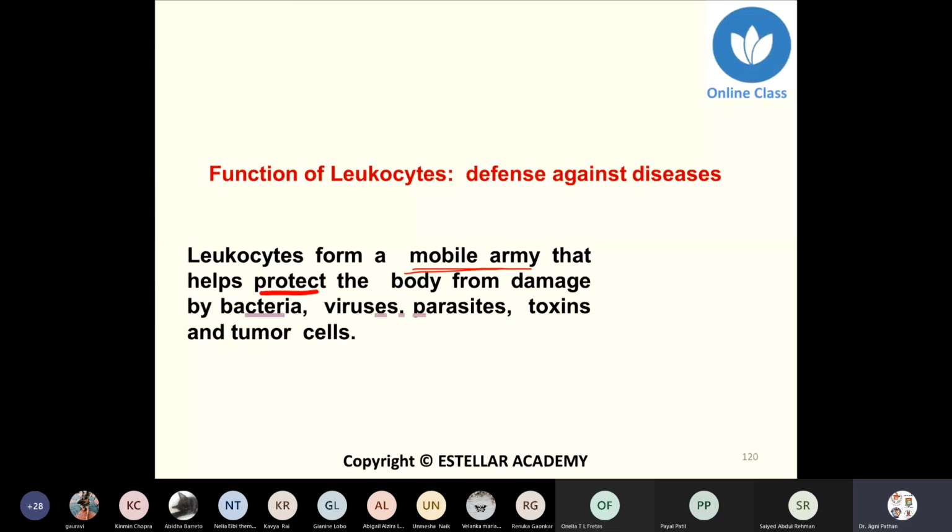So now, the main function is this. So white blood corpuscles or leukocytes, do they have respiratory pigment? Do they have respiratory pigment?